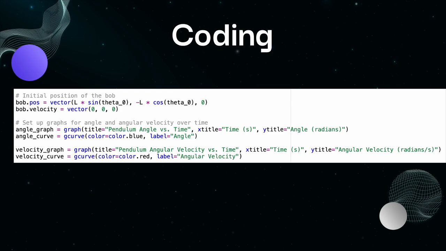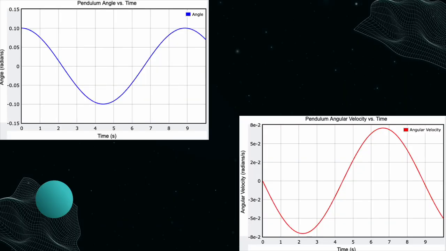Now let's take a look at the code. Using VPython, we set up the pendulum's physical properties and use a loop to update its angle and angular velocity over time. We plotted the angle and angular velocity using gcurve in VPython to visualize how they change.